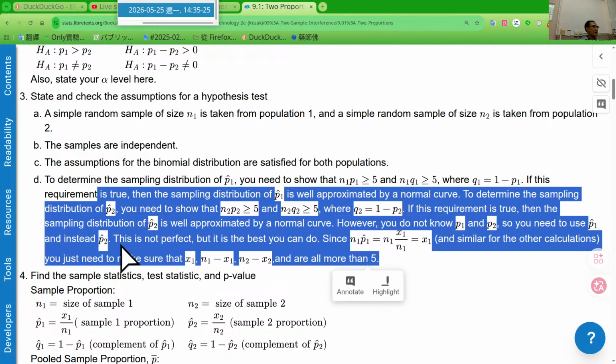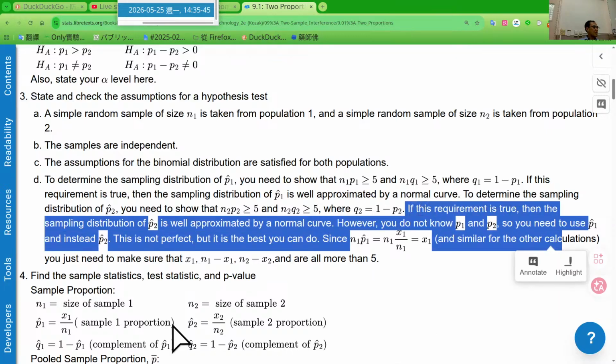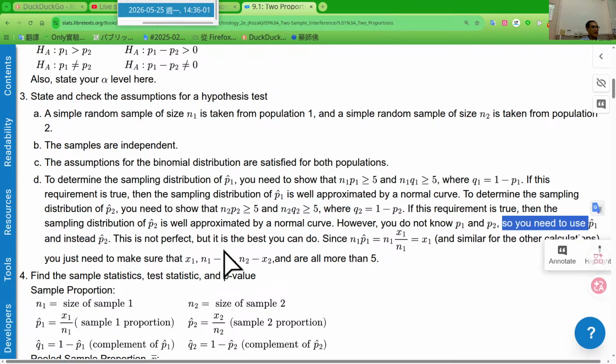To determine the sampling distribution of P2 hat, you need to show that n2 P2 is greater than or equal to 5, and n2 Q2 is greater than or equal to 5. Then if this requirement is true, the sampling distribution of P2 hat is well approximated by a normal curve. However, you do not know P1 and P2, so you need to use P1 hat and P2 hat.